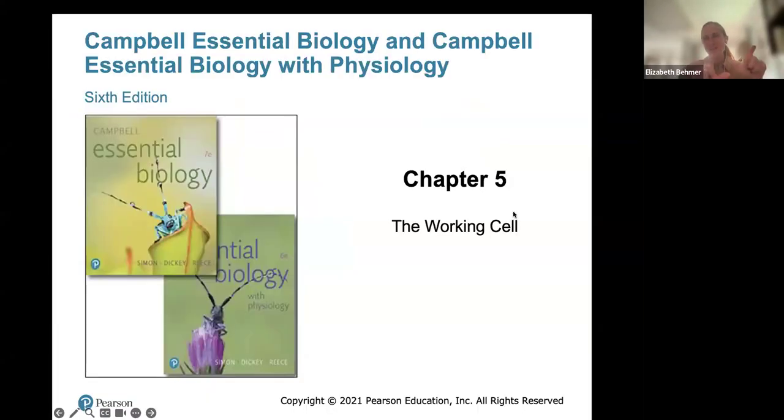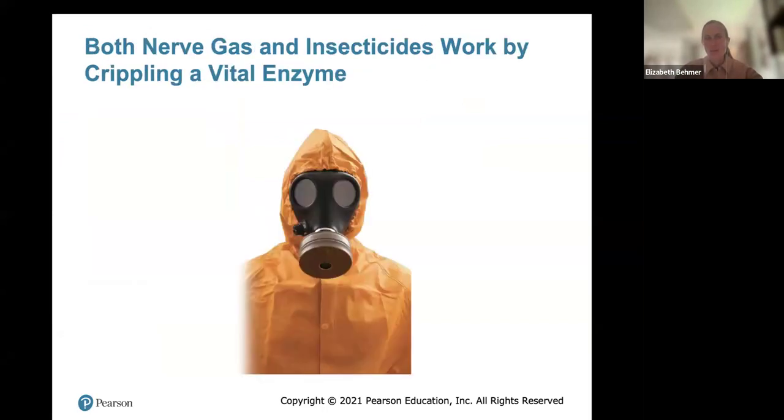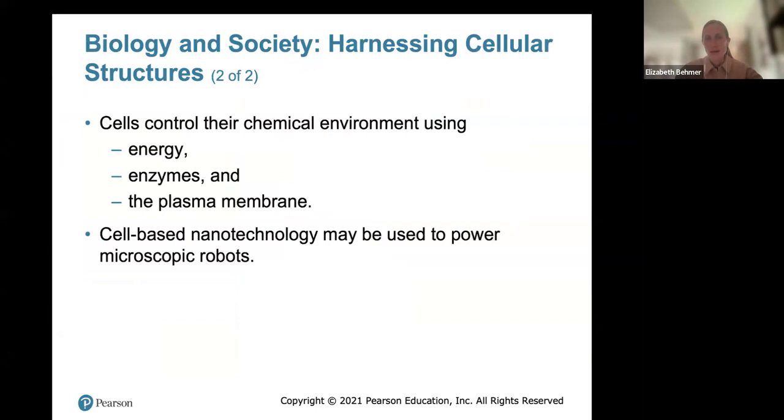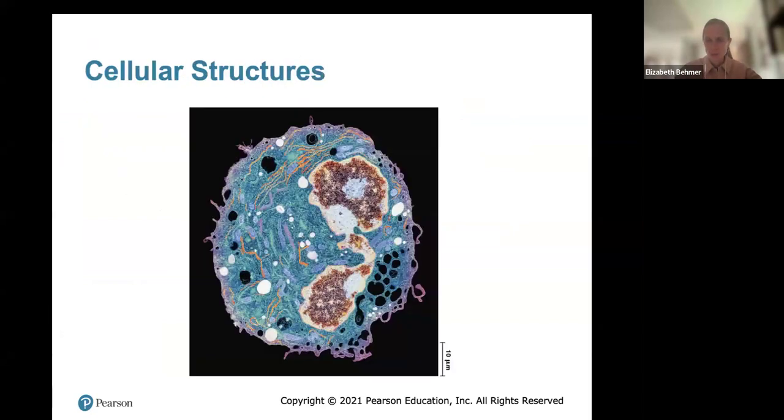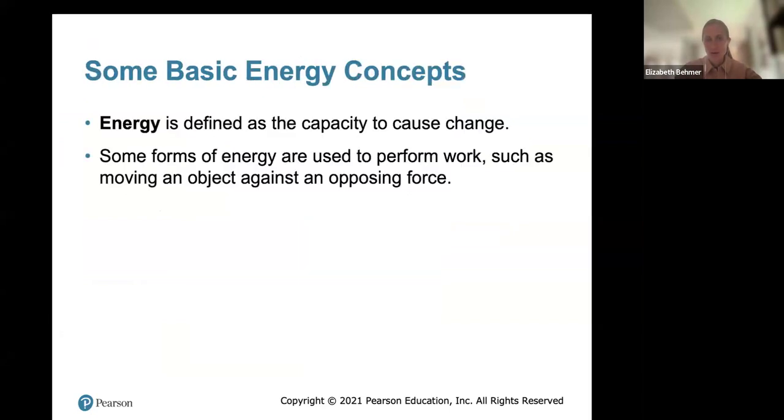This chapter goes hand in hand with Chapter 4, which talked about the parts of the cell. So here we're going to learn a little more about how the cell actually works. We'll go over the cellular structures a little more and then talk about what they do. And again, I'm using these lecture PowerPoints to give you a brief overview of the material that I'll be testing you on.